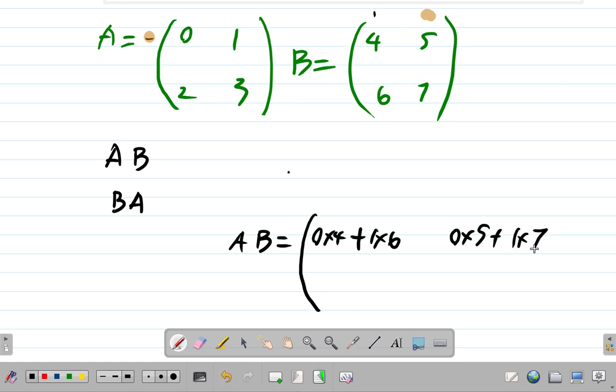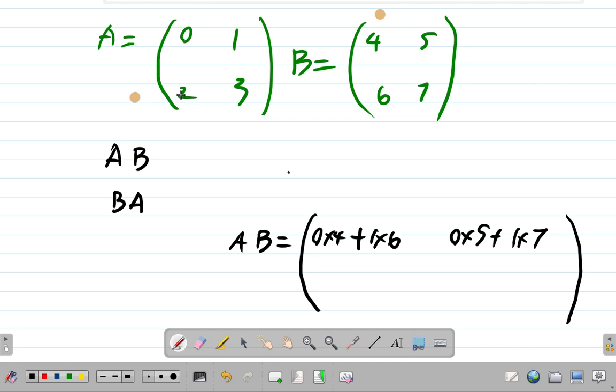It's 1 times 7. Here is going to be the element in row 2, column 1. So we must multiply row 2 times column 1. You see, it's going to be this row times this column. So, here now.